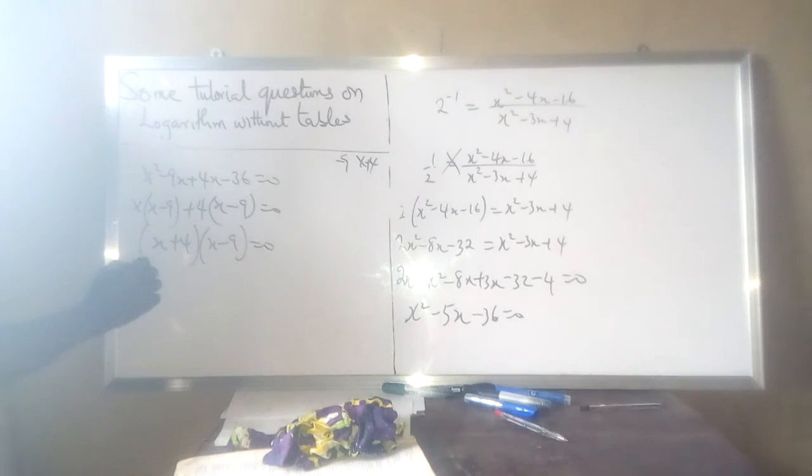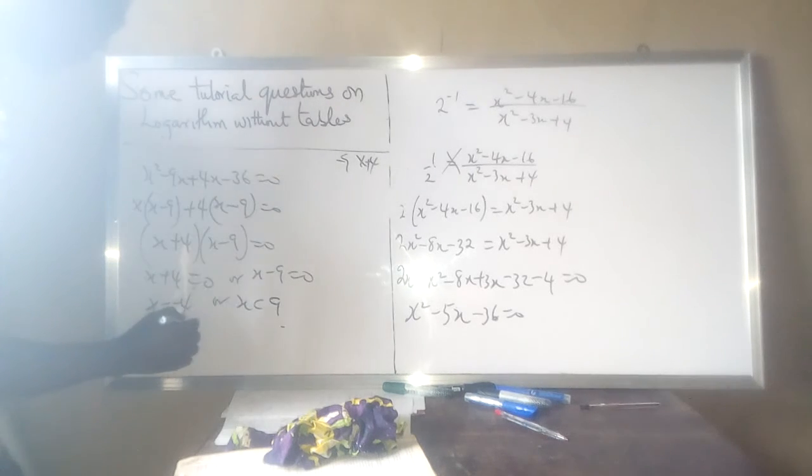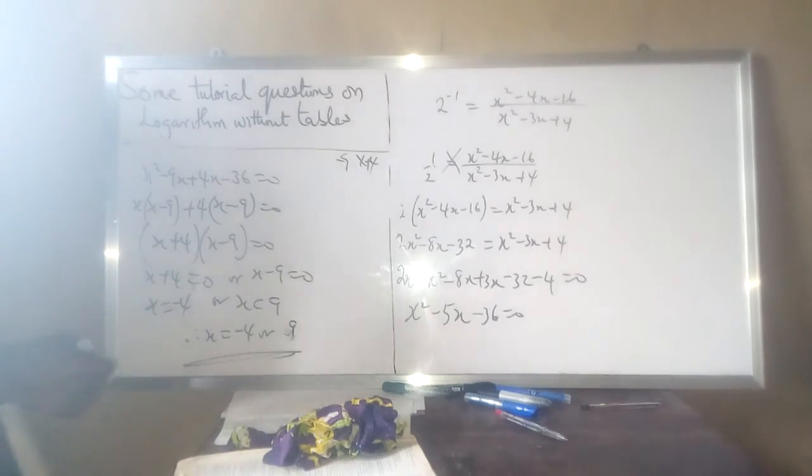0. That implies x plus 4 is equal to 0, or x minus 9 is equal to 0. So x plus 4 equals 0. We take plus 4 to the other side, it becomes x is equal to minus 4, because it's a positive sign. Then, or we take minus 9 to the other side, it becomes x is equal to 9. So therefore, x is equal to minus 4 or plus 9, as the case may be. So that is that about that.